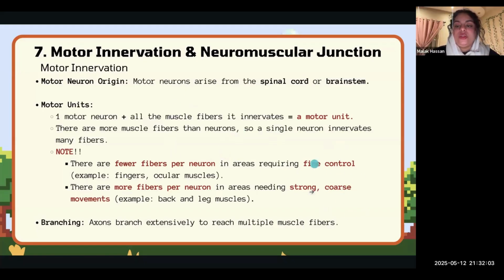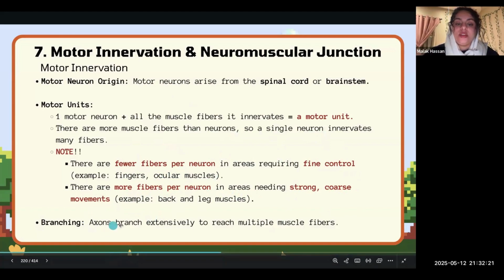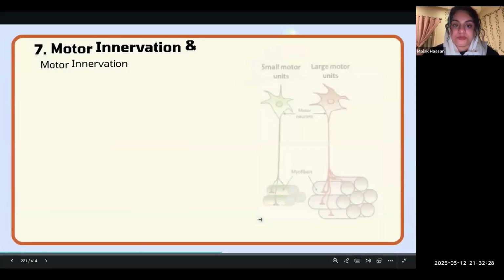In the fine control, like the fingers, the eyes, there's going to be fewer muscle fibers per neuron in each area that requires fine control, okay? Whereas there's going to be more fibers per neuron in the areas that need strong or coarse movements. And the axons will usually branch extensively to reach multiple muscle fibers.